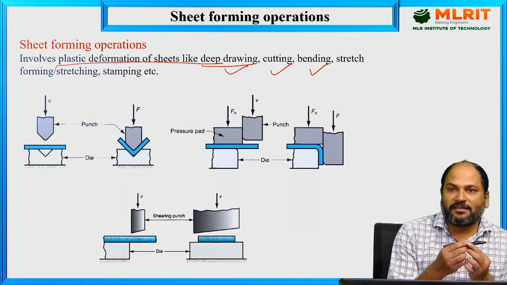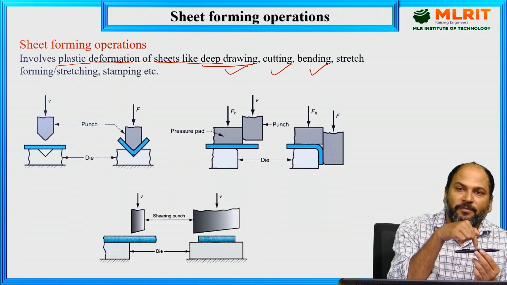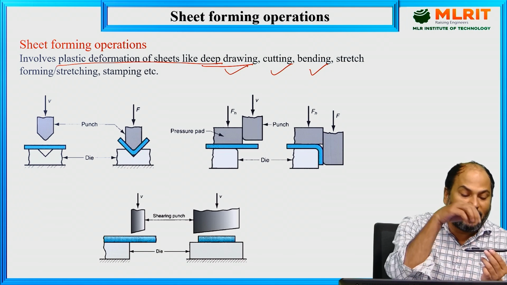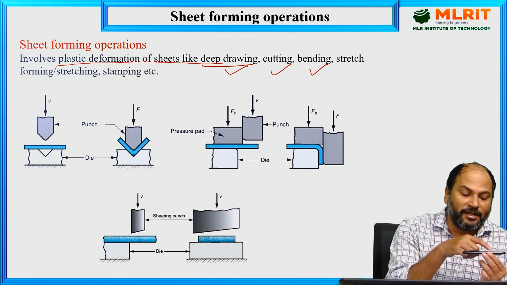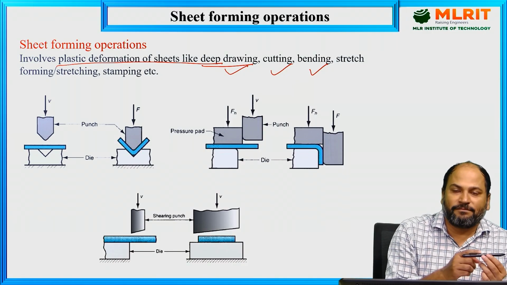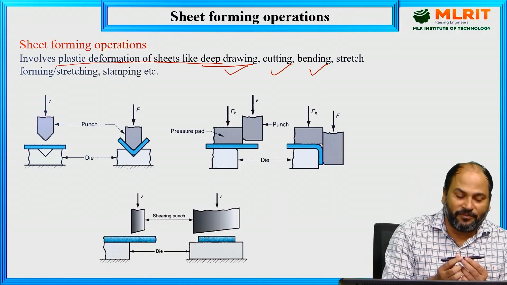Suppose this stylus I have to bend in a U shape. What will I do? I will have to apply force perpendicularly on its axis, and then I have to support it from both sides. So what will happen? Once I apply force from here, it will take the shape of a U. If I have to produce a V shape of this one, this is the stylus, obviously my die will be of a V shape. We can see here.